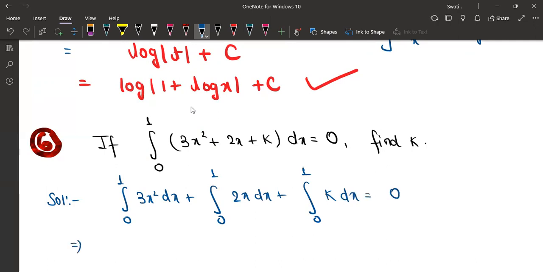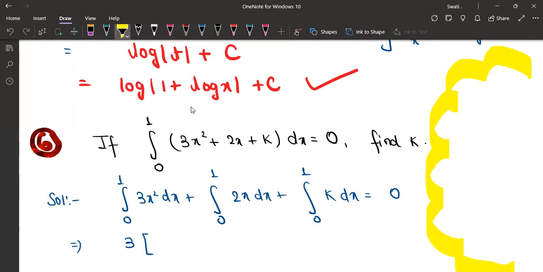Now, what will this become? This is 3. If I do the integration of x square, there is a formula, and the formula I'm going to write down over here. So the integration of x raised to n dx is x raised to n plus 1 upon n plus 1, plus the constant of integration. But here I'm not going to write down this plus constant of integration. Why? Because in definite integration, we do not have the constant of integration.